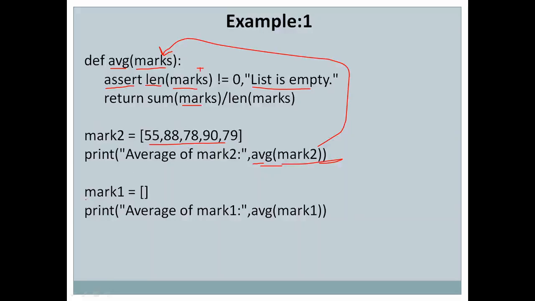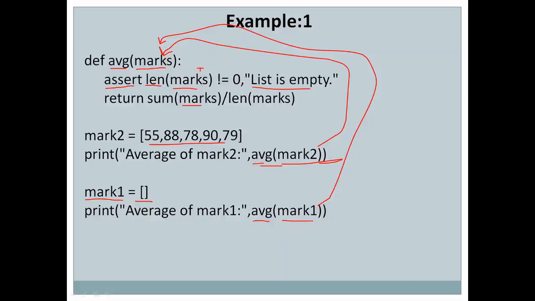Suppose we have a variable mark1 and it is an empty list, and if we try to pass this empty list to the average function, so we have passed it here, you can see average of mark1, and it is again stored in marks. And this time when we check length of marks, what we have in marks here, mark1, nothing. So nothing will be stored in marks as well.